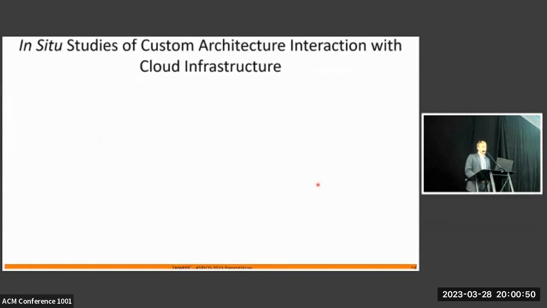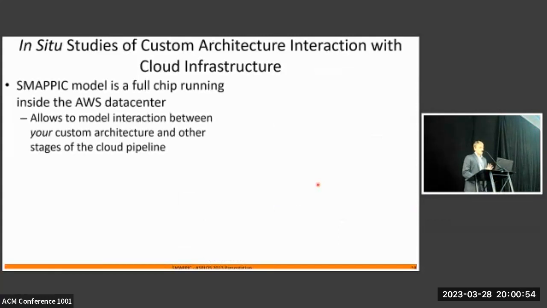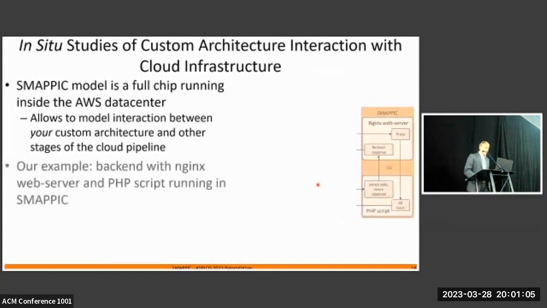Next one is in situ studies of custom architecture interaction with cloud infrastructure. If you think about it, the SMAPPIC model is actually a full chip running inside the AWS data center. And this allows you to model interaction between your custom architecture and the other stages of the cloud pipeline. To demonstrate this, we compiled a backend server to RISC-V and ran it on SMAPPIC.